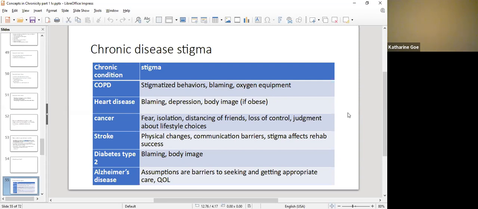With stroke, there are physical changes, communication barriers, and stigma affects rehab success because there's quite often a lot of anger and grief associated with a stroke. In diabetes, again, there's blaming and body image issues because people are thought not to manage their blood sugars or their disease course well. And with Alzheimer's disease, people make assumptions about their debility, and that can be a barrier to seeking and getting appropriate care and appropriate quality of life.